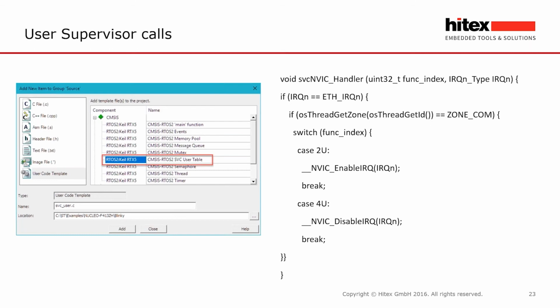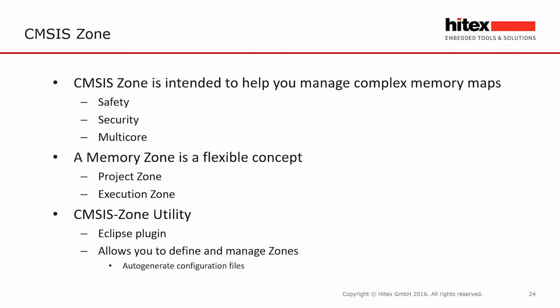But also at this level, we've got the call OS thread get zone, where we can check what the calling zone number is. And this allows us to ensure that that particular thread with that particular zone is allowed to access this function. So again, there's a bit more nuance here, that we can limit our privileged important functions to certain threads and certain memory zones.